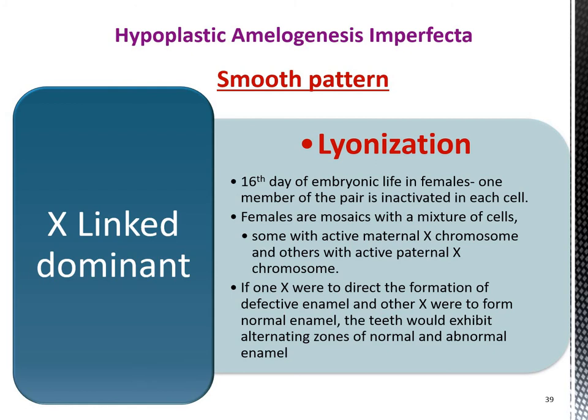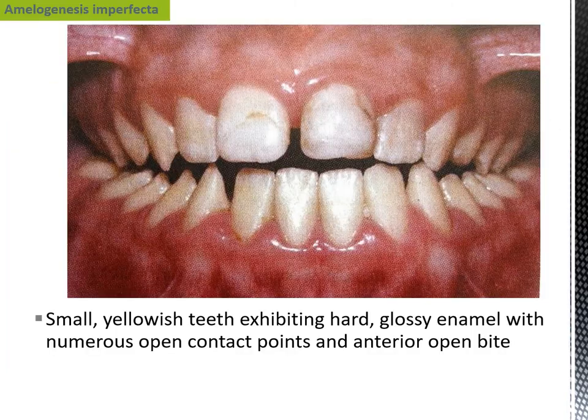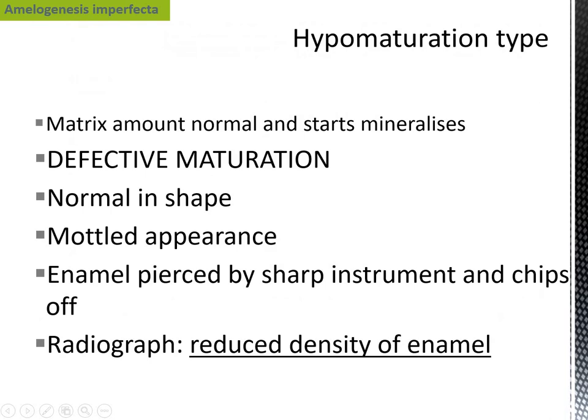So the area where the normal gene is there, it will have normal enamel. The area where affected gene is there, it will have affected enamel. It may also appear like hazy brown patches seen on the tooth. But whatever be it, the enamel looks normal, and when you take a probe and poke on these enamel, it does not chip off. The hypomaturation type is the worst kind.